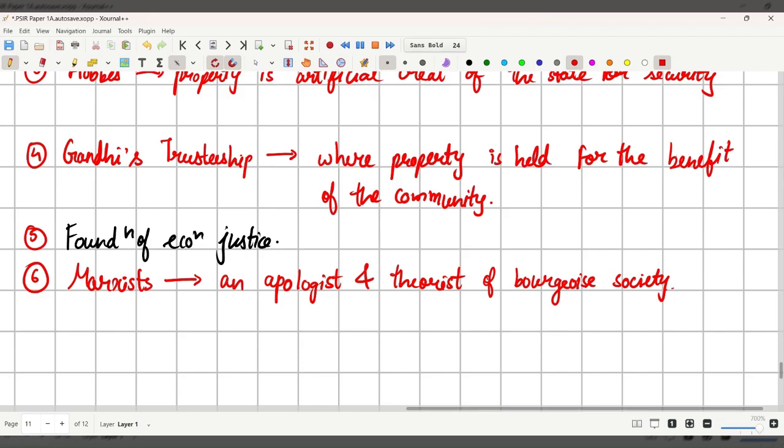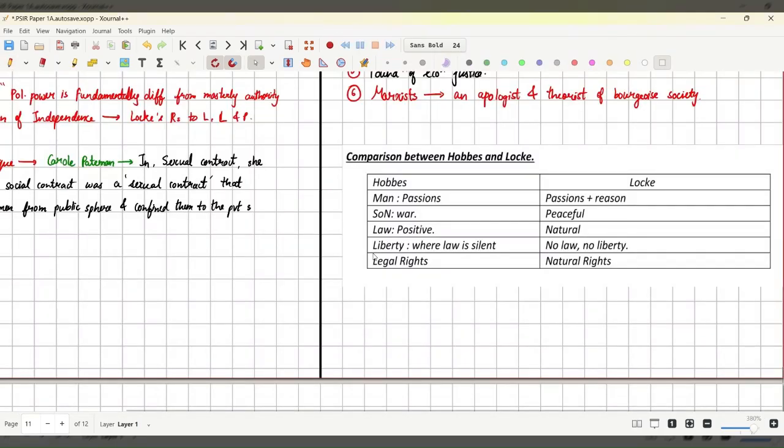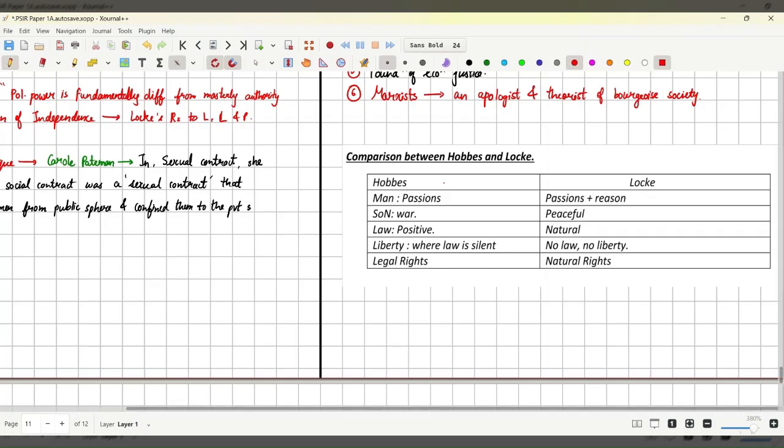So I think with this we are done with his theory of property. After this, there are only very small theories remaining, like the theory on toleration and Locke as a feminist. Now here is a small table of comparison between Hobbes and Locke. It is a comparison between their theories, their concepts, and the contrast between them. For example, Hobbes believed in human nature as passion only, whereas Locke believes in passion and reason. You can read this and figure it out.